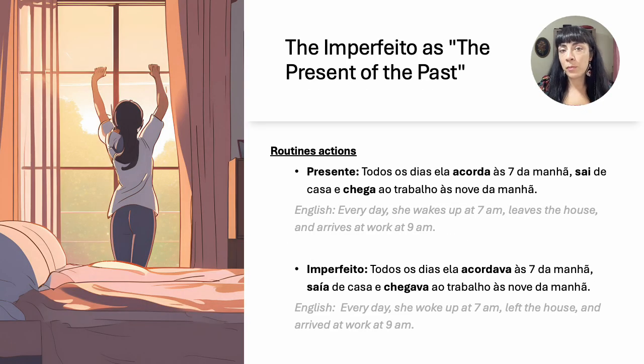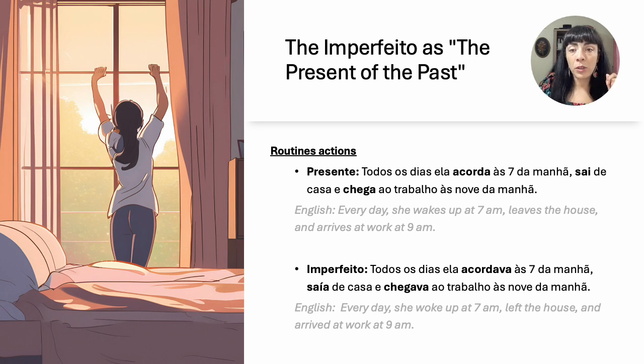Let's see here more examples that match that idea I keep saying. The imperfeito was the present of the past. Routine actions. Look how we have one thing written in the present and the very same sentence written in the imperfeito. Now, it's not any grammar book, it's me who often says that the imperfeito is the present of the past because it operates in the same way as the present simple, but now in a past context.